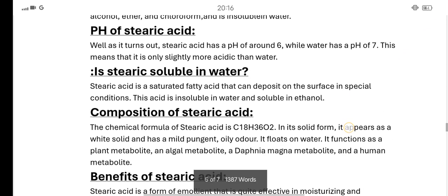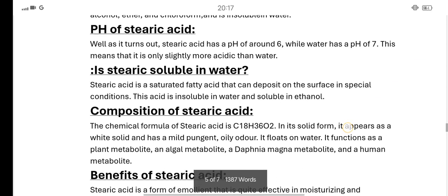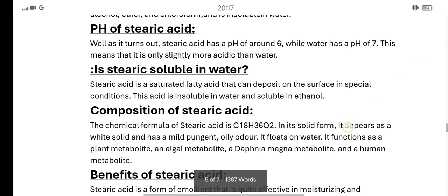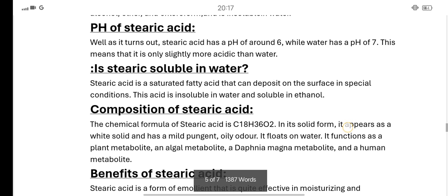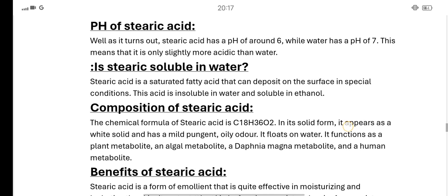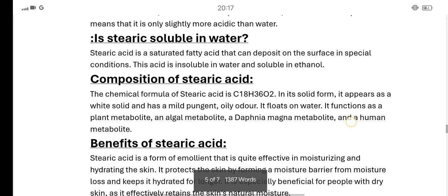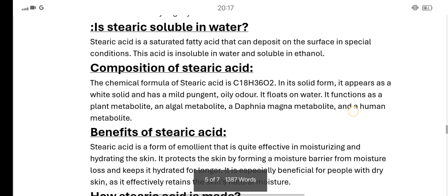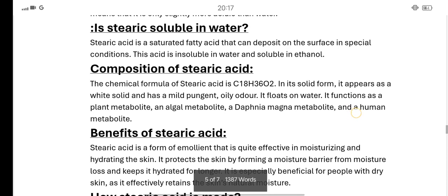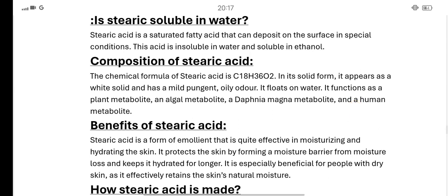pH of stearic acid. Well, as it turned out, stearic acid has a pH of 6 while water has a pH of 7. This means that it is only slightly more acidic than water. Is stearic acid soluble in water? Stearic acid is a saturated fatty acid that can deposit on the surface in special conditions. This acid is insoluble in water and soluble in ethanol.